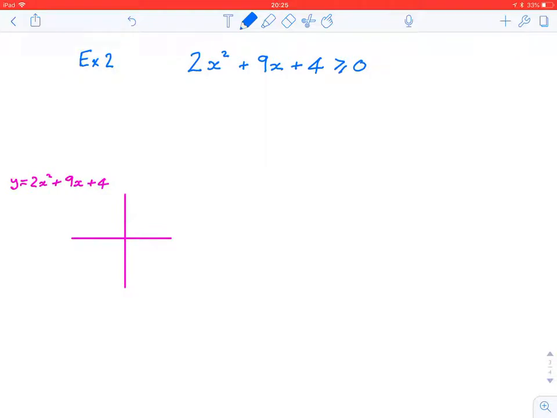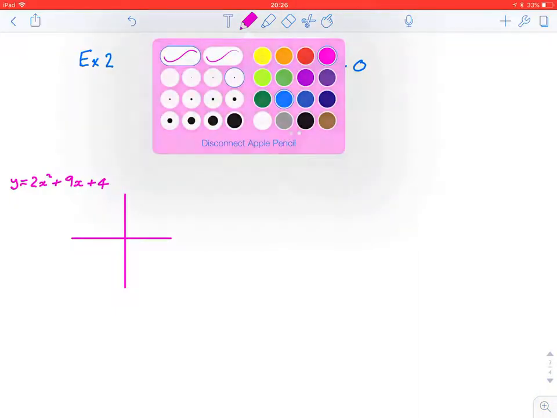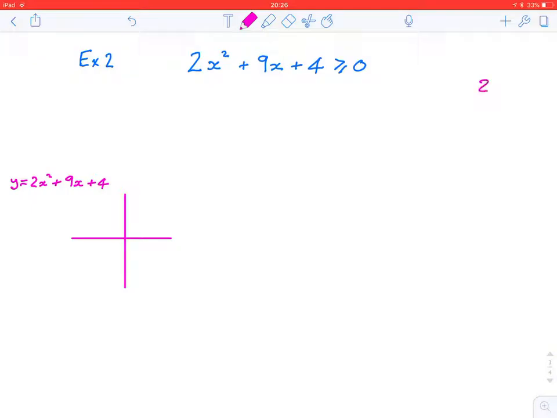Question 2. 2x squared plus 9x plus 4 is greater than or equal to 0. Factorising is a bit more complicated this time. We multiply the 2 by 4. 2 times 4 is equal to 8. So we want factors of 8 that add up to plus 9. Well, that's straightforward. Plus 1 times plus 8 is 8, and if we add them together we get 9.